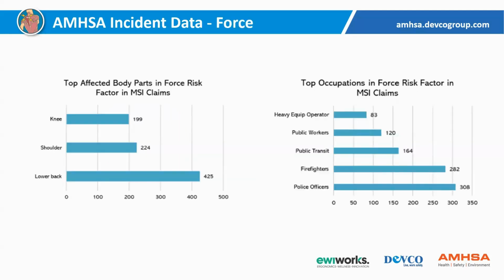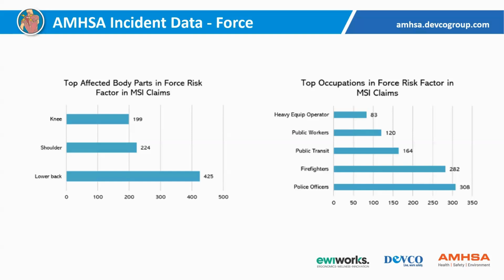Just a couple more slides on stats, and then we'll get into, okay, so what does all this mean? If we look at the top body parts affected by force as a risk factor, we see the lower back is the highest, followed by the shoulder and the knee. Again, when we hear force, we tend to think of manual handling, we think of lifting. My hope in today's presentation is to get you thinking beyond just lifting. There are certainly many other tasks that we do where force has its impact as it relates to development of MSIs.